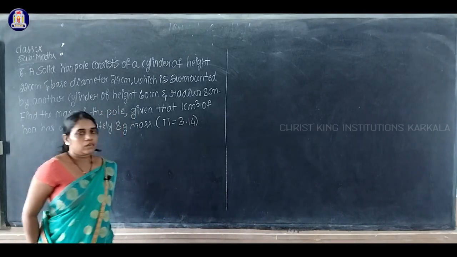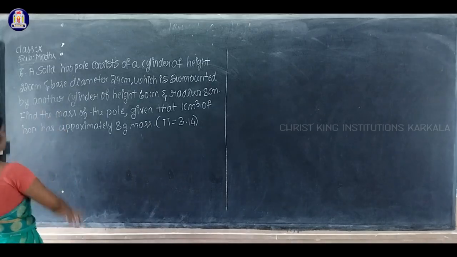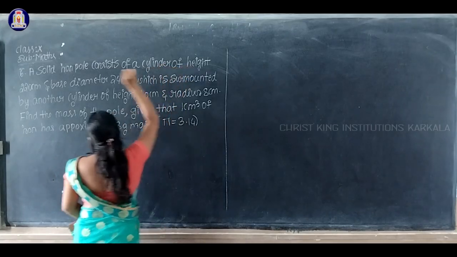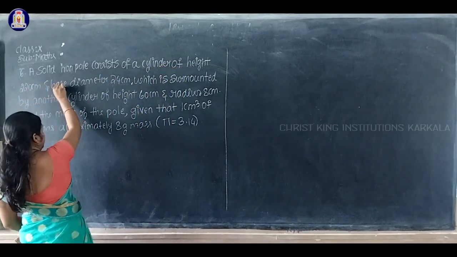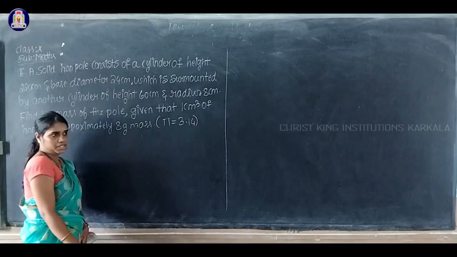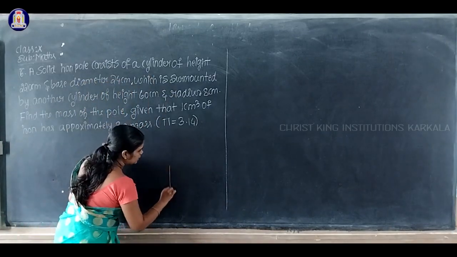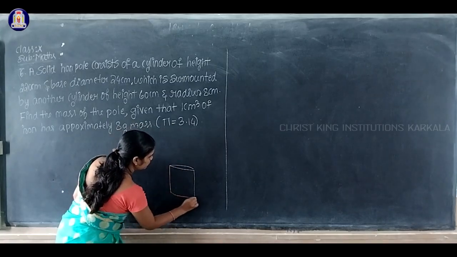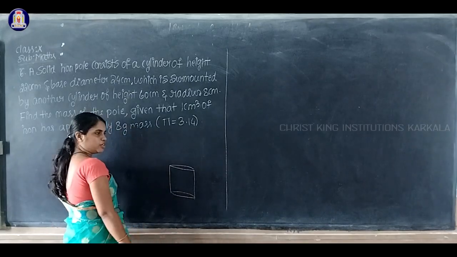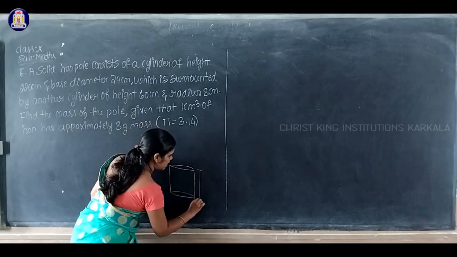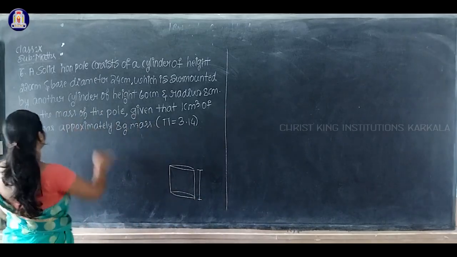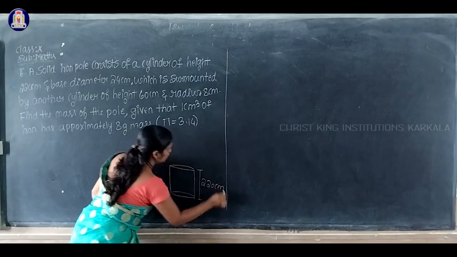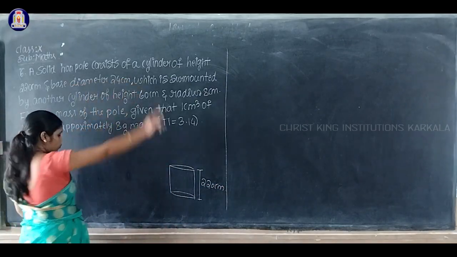Okay, yes. So now we'll come to the question. See here, actually in the question given, a solid iron pole consists of a cylinder of height 220 centimeter and base diameter 24 centimeter. Okay, so I'll consider one cylinder. Okay, so this cylinder. Okay, so for this cylinder, height given, what is the height here? Height is equal to how much? 220 centimeter. Height is 220 centimeter and also diameter is 24 centimeter.